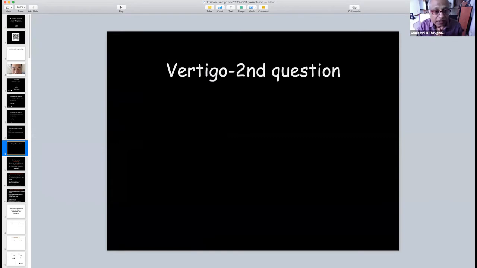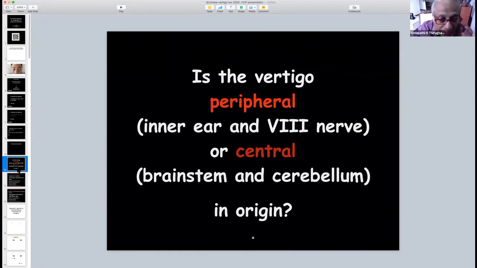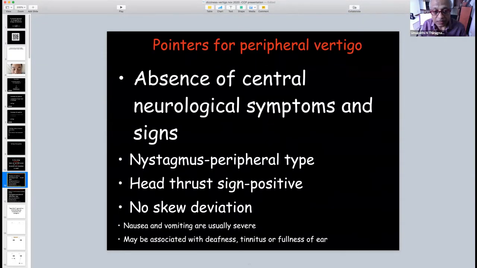Then the next question we need to ask is, the vertigo, as we mentioned before, is due to a pathology in the vestibular system, right? Now, we have to ask ourselves, is the pathology in the peripheral vestibular system or its central connections? So that is the key second question. To do that, we have a number of sub-questions.